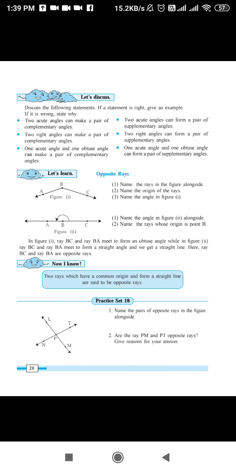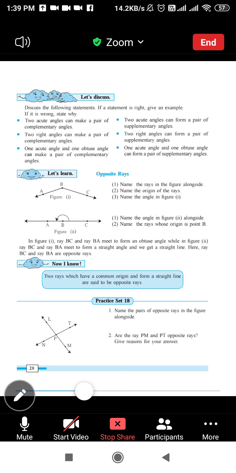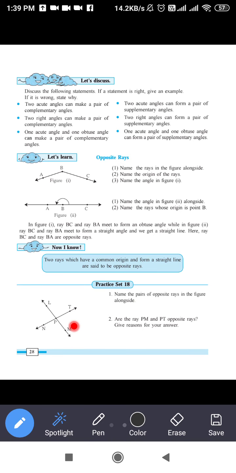Now in the last lecture we have completed practice set 17. Today I'll start practice set 18. First question: name the pairs of opposite rays in the figure alongside. Means you have to properly observe the given figure, identify which opposite rays are in it, and then write their names.